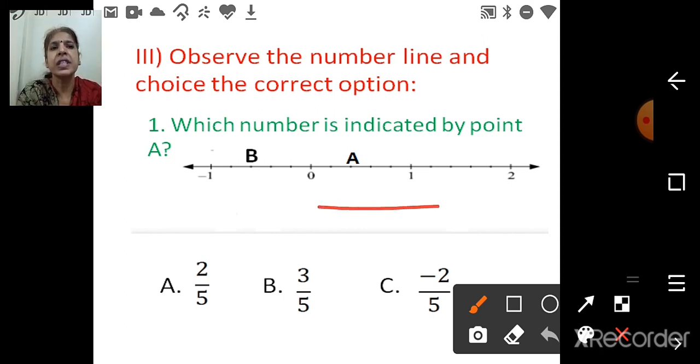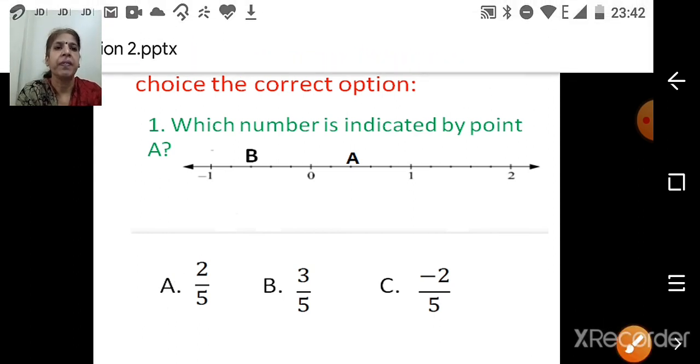And it is asked A. A is on which side, children? It is to the right of 0. So right of 0 numbers are positive numbers, and it is the second one. You can see properly, children, it is the second one. So it is 2 upon 5. Which option? 2 upon 5.